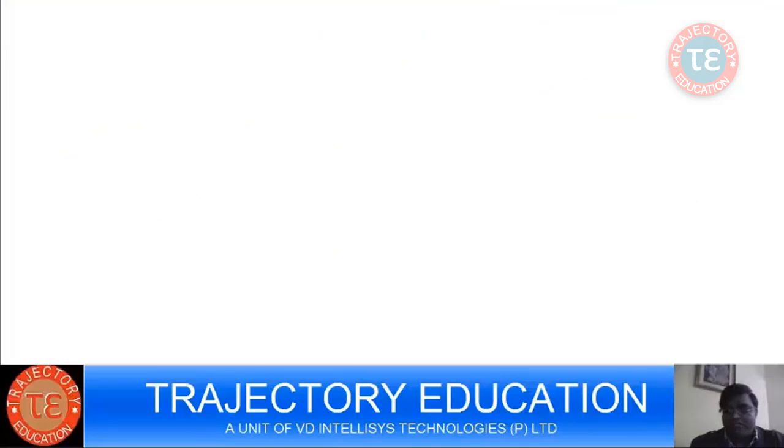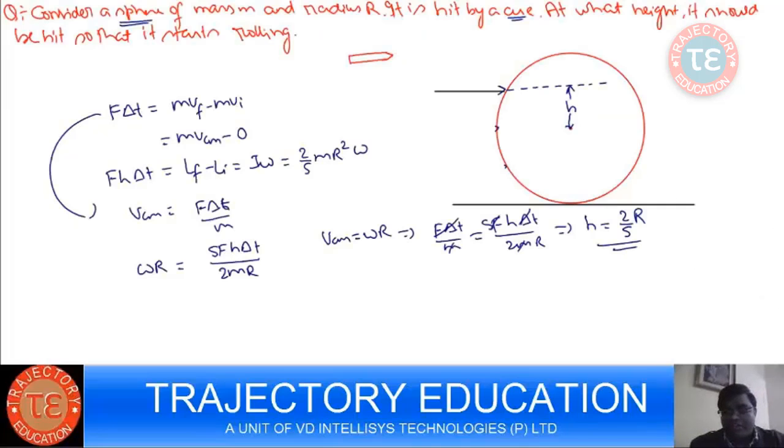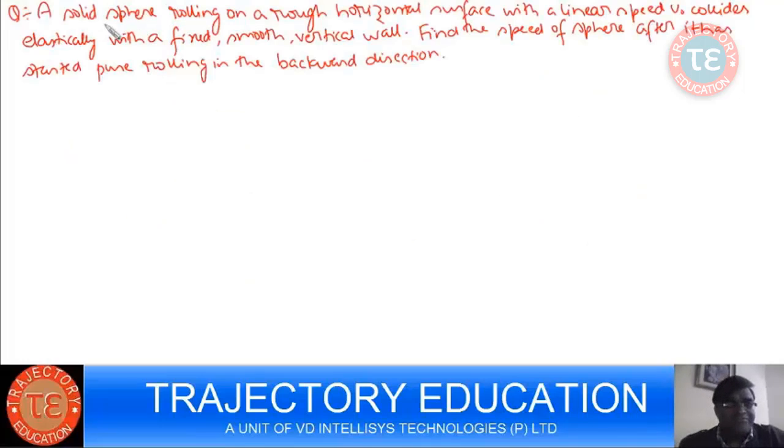Let's come to the next question. Here we have a solid sphere rolling on a rough horizontal surface with a linear speed v0 and colliding elastically with a fixed smooth vertical wall. Find the speed of the sphere after it has started pure rolling in the backward direction.